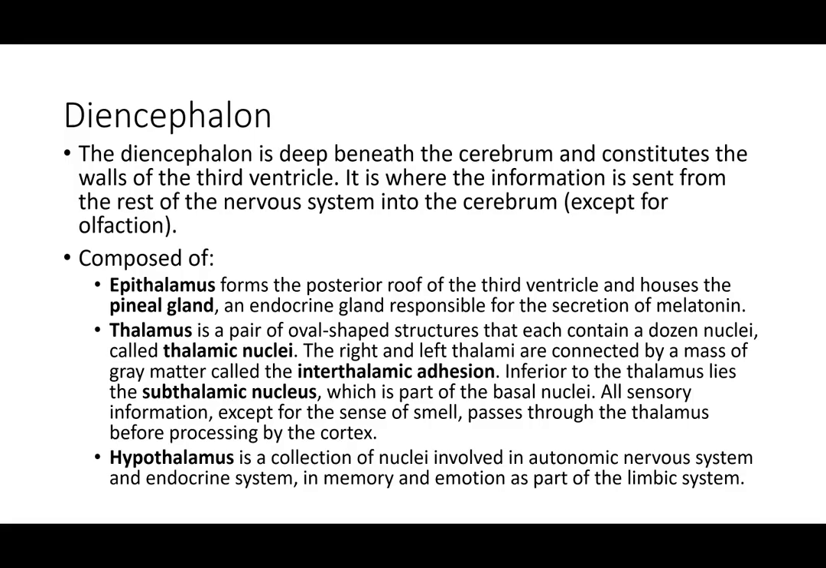And then inferior to the thalamus is the subthalamic nucleus. This is part of the basal nuclei. You will learn basal nuclei in lab also. And then sensory information, all of our sensory information except for that sense of smell again, is going to pass through the thalamus before going to the cortex, that cerebral cortex, for processing. All right, so it does need to come through this thalamus first. All right, and so this is a really important structure for all of that processing and relaying this information around.